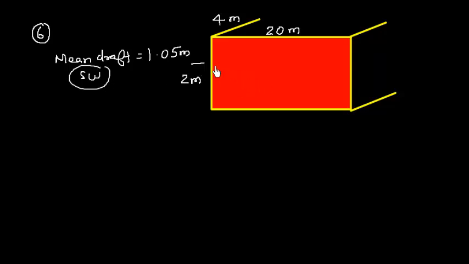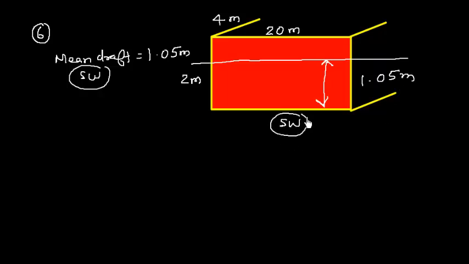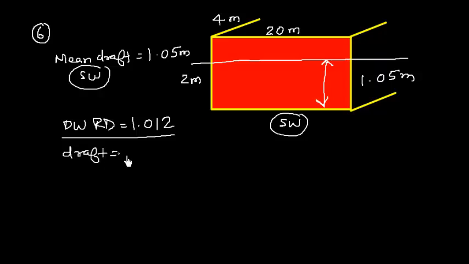So the box-shaped vessel is floating like this, and this is the draft of 1.05 meter, and the box-shaped vessel is in salt water. Calculate her draft in dock water of RD 1.012. So dock water RD is 1.012. We need to calculate the draft in this dock water.